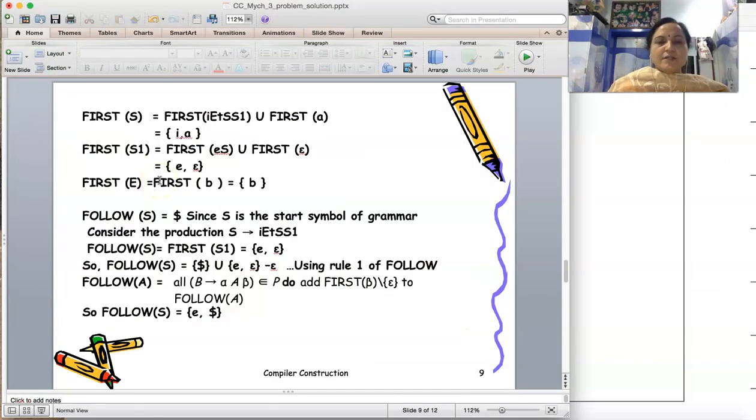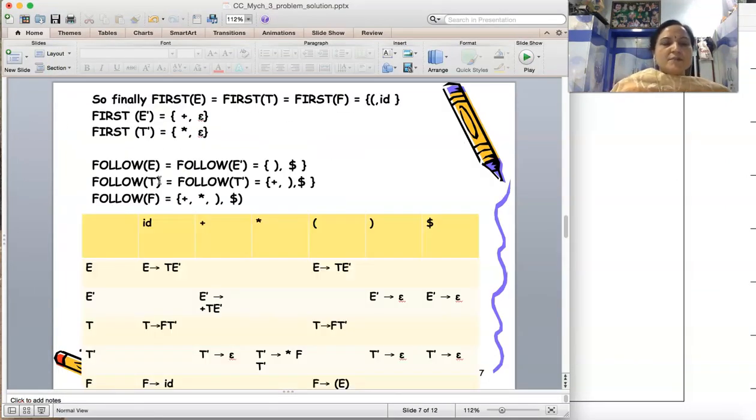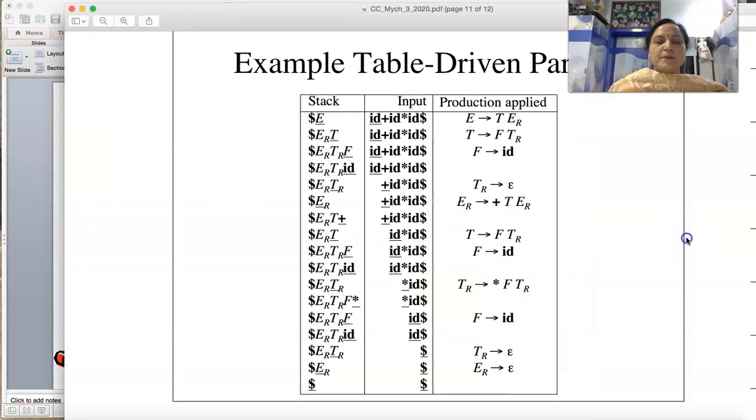If you see our example, we search the parsing table with row index E, column index id. Which production is written here? E tends to TE dash. So I will be popping out E from the stack as per the algorithm and pushing the right hand side of the production TE dash in the reverse order onto the stack. So TE dash will be pushed onto the stack as E dash T.